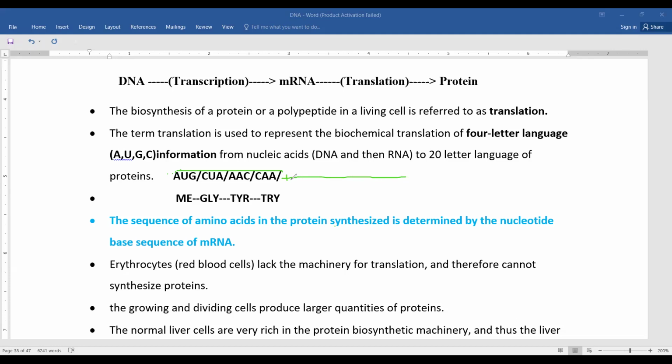For every 3 codons, okay, one amino acid will come and join. Okay, another triplet codon and another amino acid comes and a peptide bond is formed, and it goes on like this process.